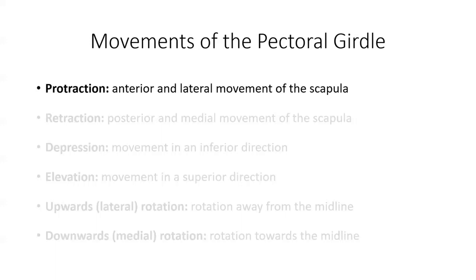briefly, protraction is defined as an anterior and lateral movement of the scapula. So think about hunching your shoulders forward. Your scapula are separating and moving forward. Retraction is then the opposite of protraction. So this is the posterior and medial movement of the scapula. So think pulling your shoulders back and sticking out your chest. Your shoulder blades are moving backwards and coming closer together.